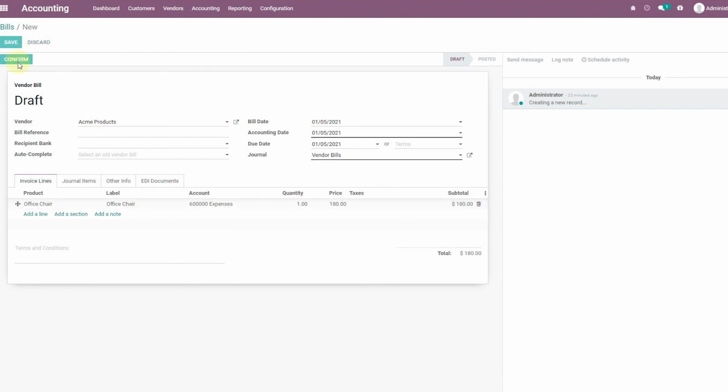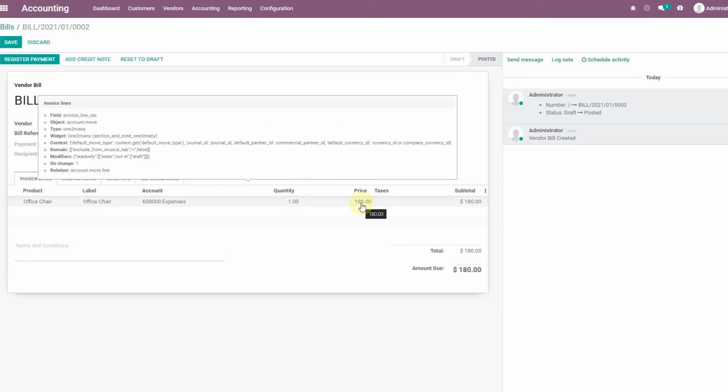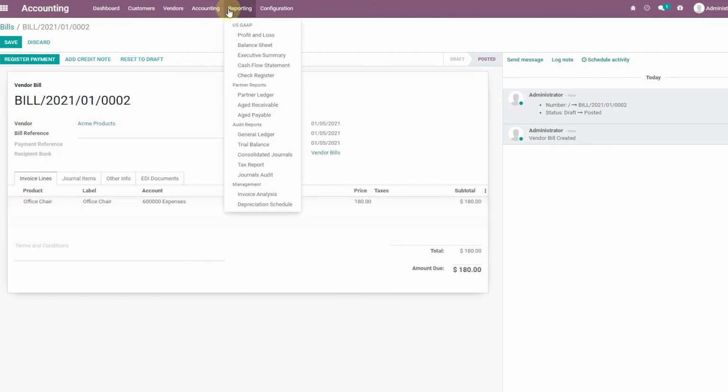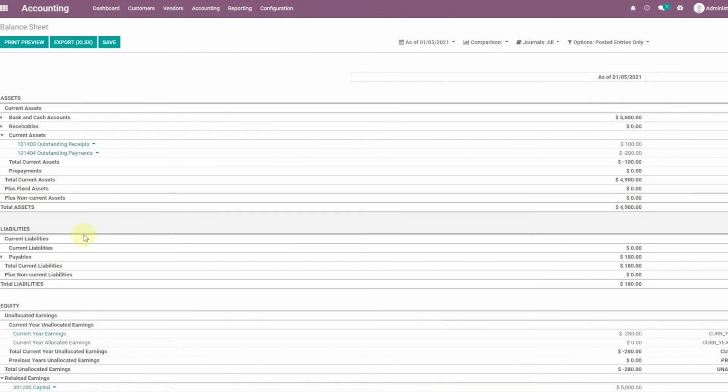And I'm going to just confirm that. I don't have to hit save. And this now creates a liability because it's an accounts payable. And if I go back here to our balance sheet, we will see now that we have this $180 liability that's sitting there waiting for us to pay. And everything we purchase for our company until we pay it is a liability to the company. If we paid this $180, as soon as we did, it's going to drop off.